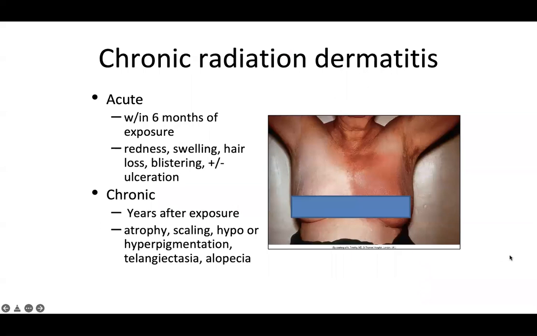Chronic radiation dermatitis is mentioned here because it can actually look quite similar to lichen sclerosis et atrophicus, at least histopathologically, but also because we're talking about alterations in collagen and elastin. So this fits in this lecture. You can have acute radiation dermatitis and chronic radiation dermatitis. With acute radiation dermatitis, this typically happens within 6 months of exposure. You see redness, swelling, hair loss, blistering, plus or minus ulceration, depending on the severity.